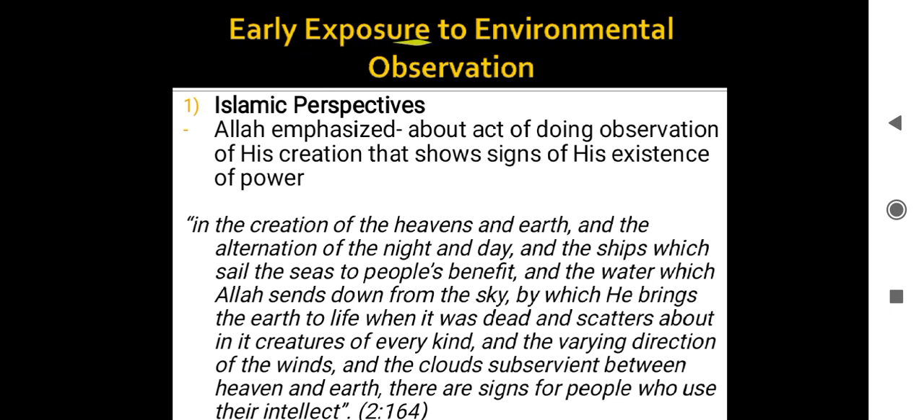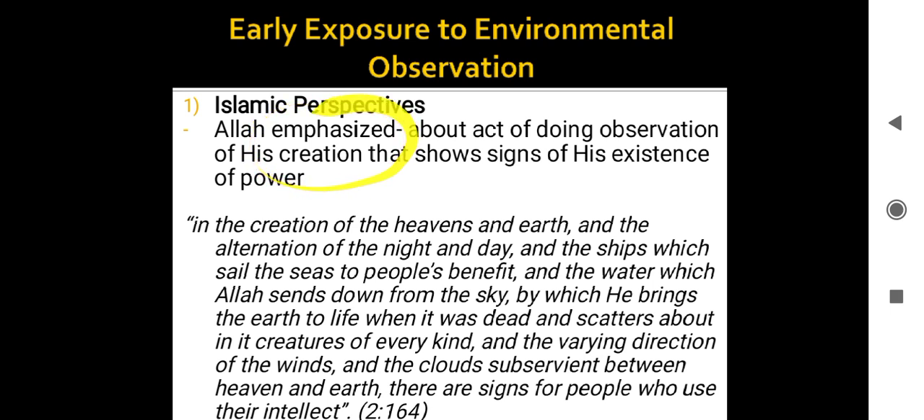Early exposure to environmental observation. Early exposure is meant for early childhood, where we try to expose, beri pendedahan awal tentang environmental observation, pemerhatian terhadap alam persekitaran. Alright, let us discuss from the Islamic point of view. Allah emphasized the act of doing observation of His creation that shows signs of His existence and power.